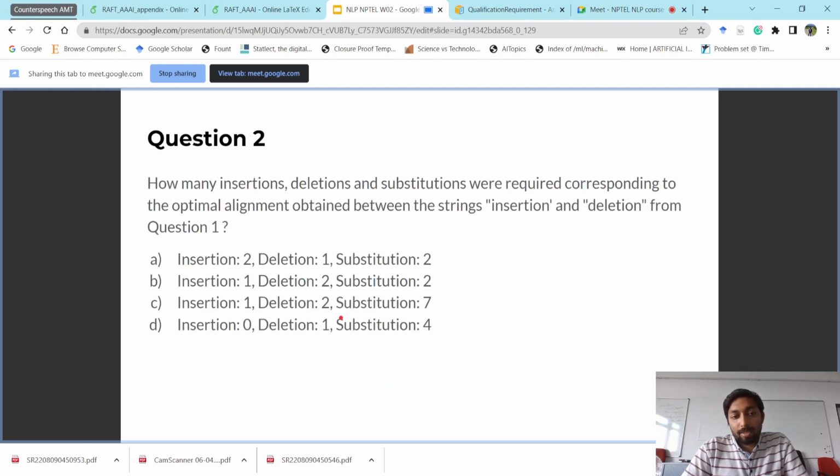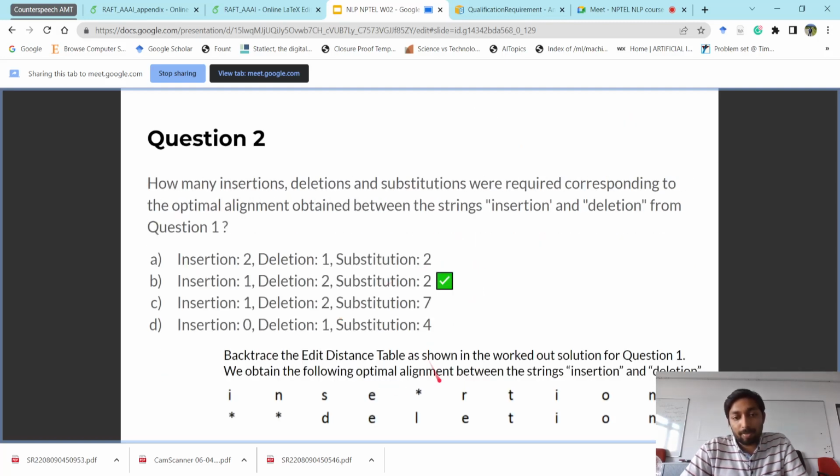So if you see the results, this will be the final result. No substitution till here, substitution here, deletion here, then no change, again substitution, again deletion. And here is the answer. So backtrace the edit distance table as shown in the worked out solution for question 1 to find the optimal insertion, deletion, and substitution along the path.